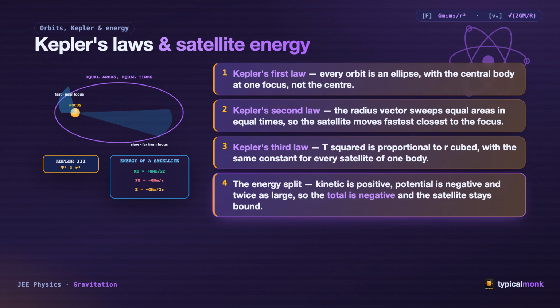And the energy split that ties it all together. Kinetic energy is positive and equal to GMm over 2r. Potential energy is negative and twice as large in size. So the total energy comes out negative. And that single negative sign is the mathematical reason the satellite never drifts away.